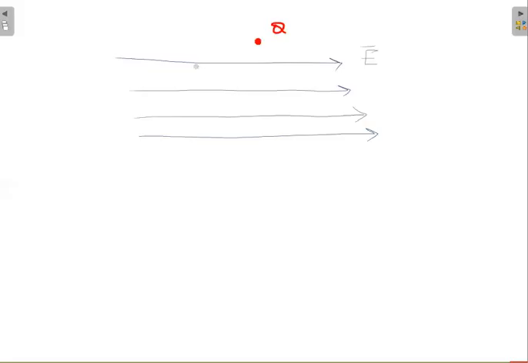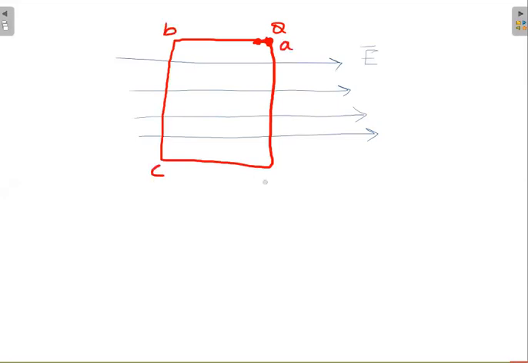Test charge, okay, not a stationary charge, a test charge. If my charge moves in this direction, goes this way and this way, and finally reaches there, where I have started. My starting position is A, then B, then C, and then D.